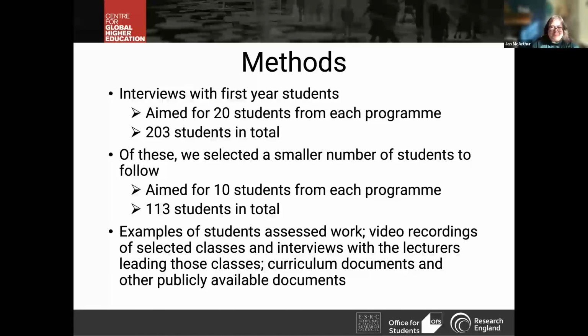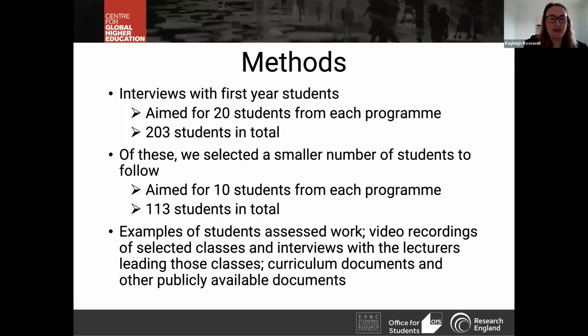Coming on to the methods for the project, we interviewed a larger number of students in the first year. We aimed for 20 students from each programme, and we interviewed 203 students in total. Of these, we selected a smaller number of students to follow throughout their degrees. Again, we aimed for 10 students from each programme and interviewed 113 students in the second year.